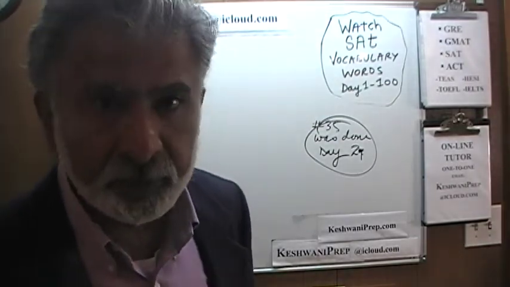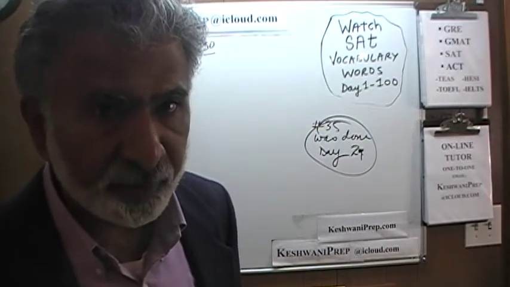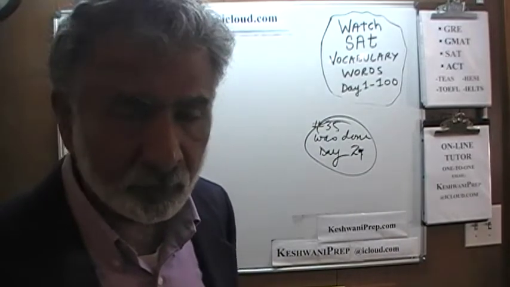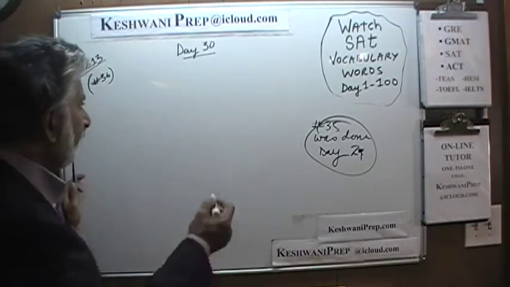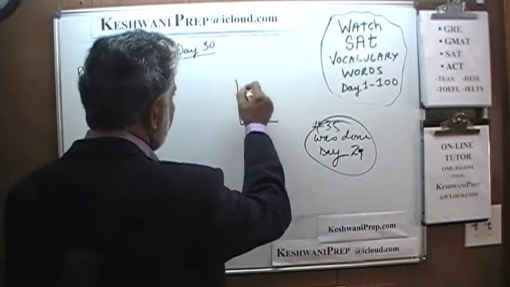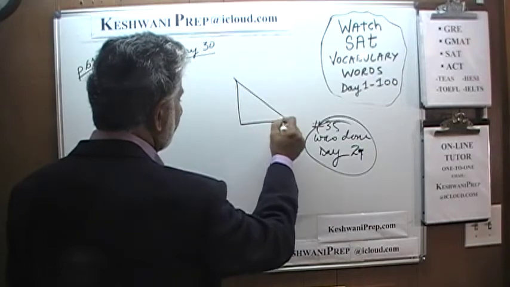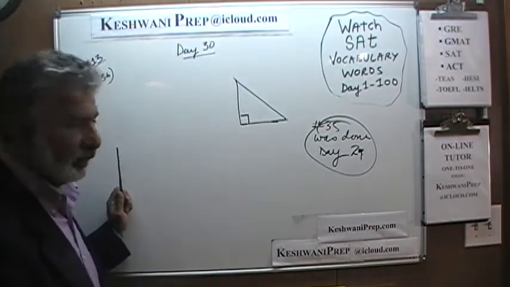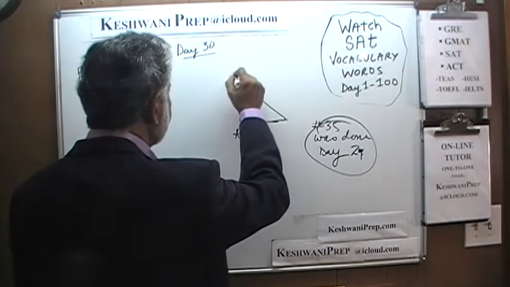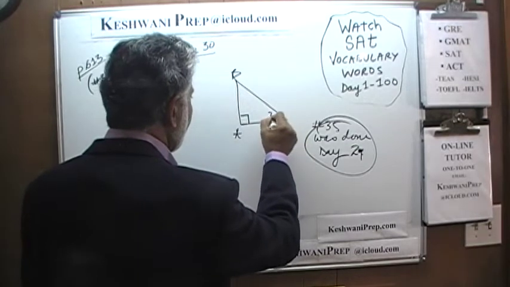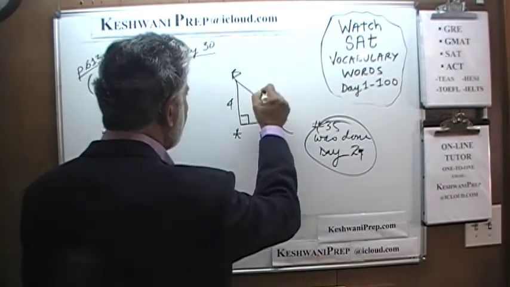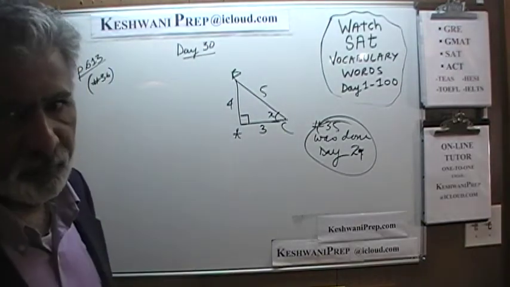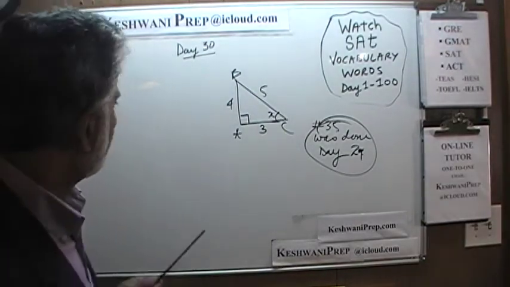Before we dive into it, we need to understand some basic concept of geometry, which will come in handy in order for us to be able to solve this problem. So let's take a look at something. Here we have a triangle, a right angle triangle. Let's just call it ABC. This is angle X, and just give them dimensions. How about 3, 4, 5? A very simple, very straightforward 3, 4, 5 triangle.